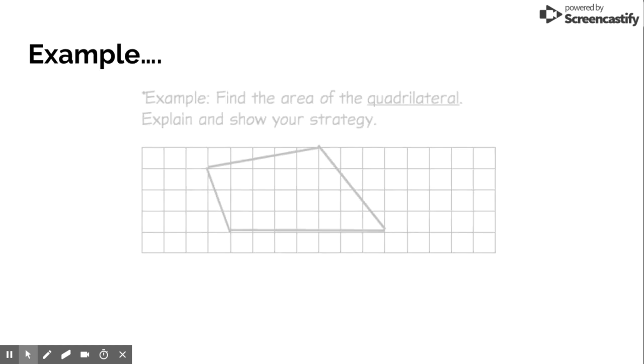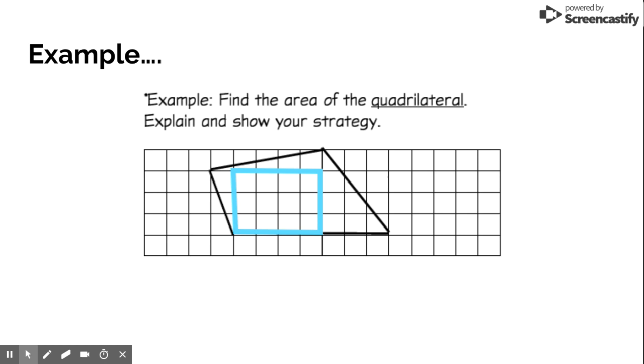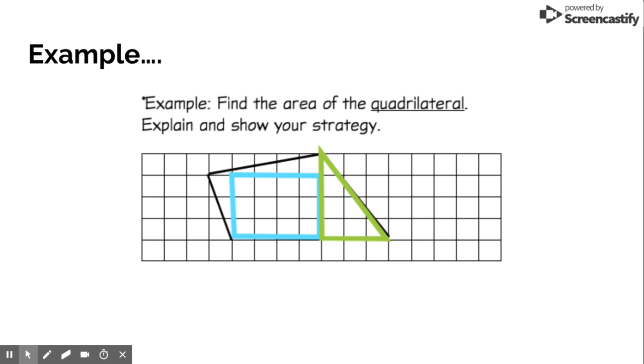So here's an example. So if I'm looking at this shape, it's not a parallelogram, it's not a rectangle, it's not one that I have a formula for. But what I can do is I can break it into rectangles and triangles. So first I'm looking and I see in the middle is a rectangle. I can then look at the outside, those other pieces, and try to see if I can make either other rectangles or triangles. So to the right, I do see a triangle.